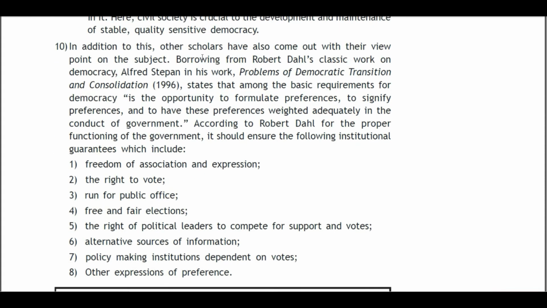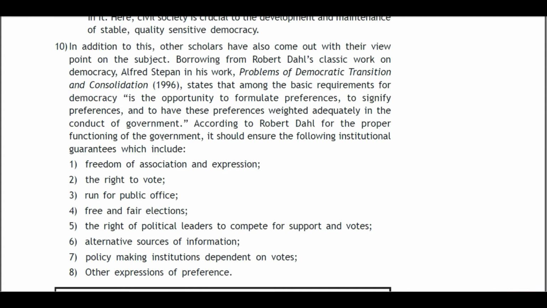In addition to this, other scholars have also come out with their viewpoint on the subject, borrowing from Robert Dahl's classic work on democracy. Alfred Stepan, in his work Problems of Democratic Transition and Consolidation, states that among the basic requirements for democracy is the opportunity to formulate preferences, to signify preferences, and to have these preferences weighed adequately in the conduct of government.